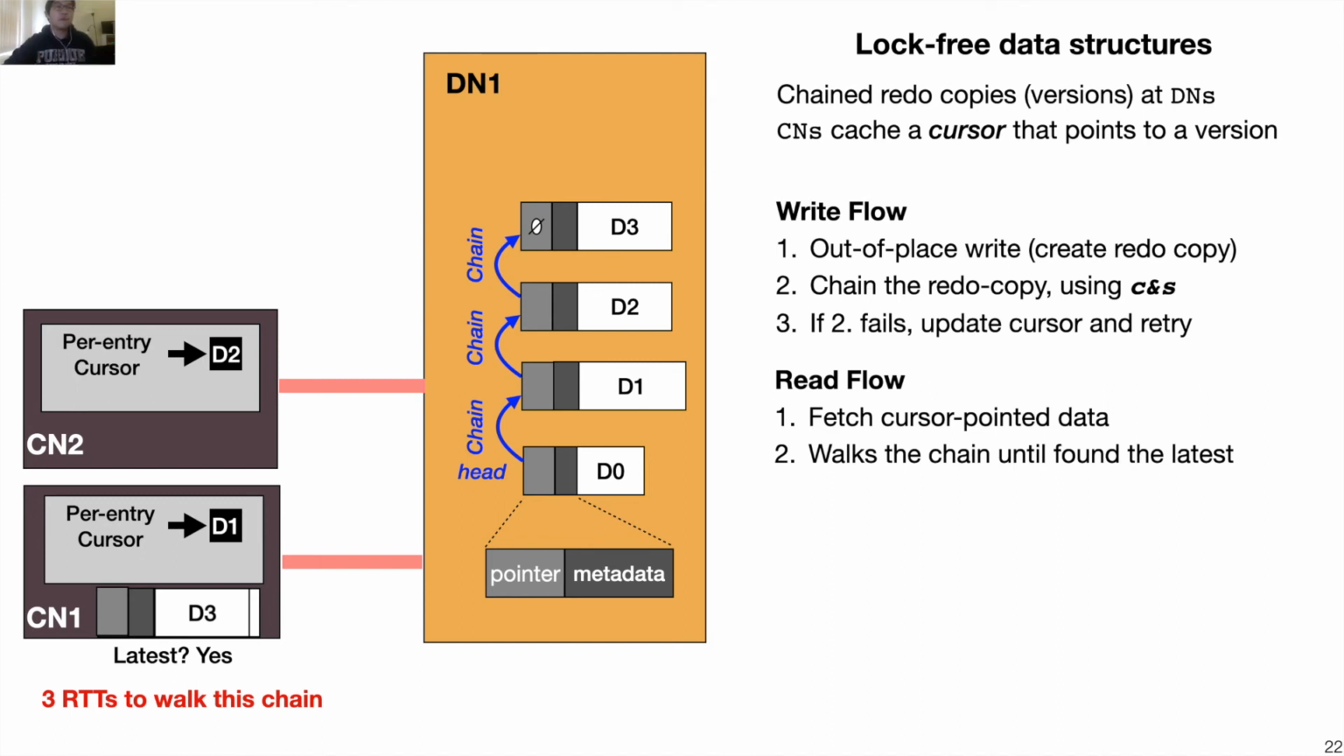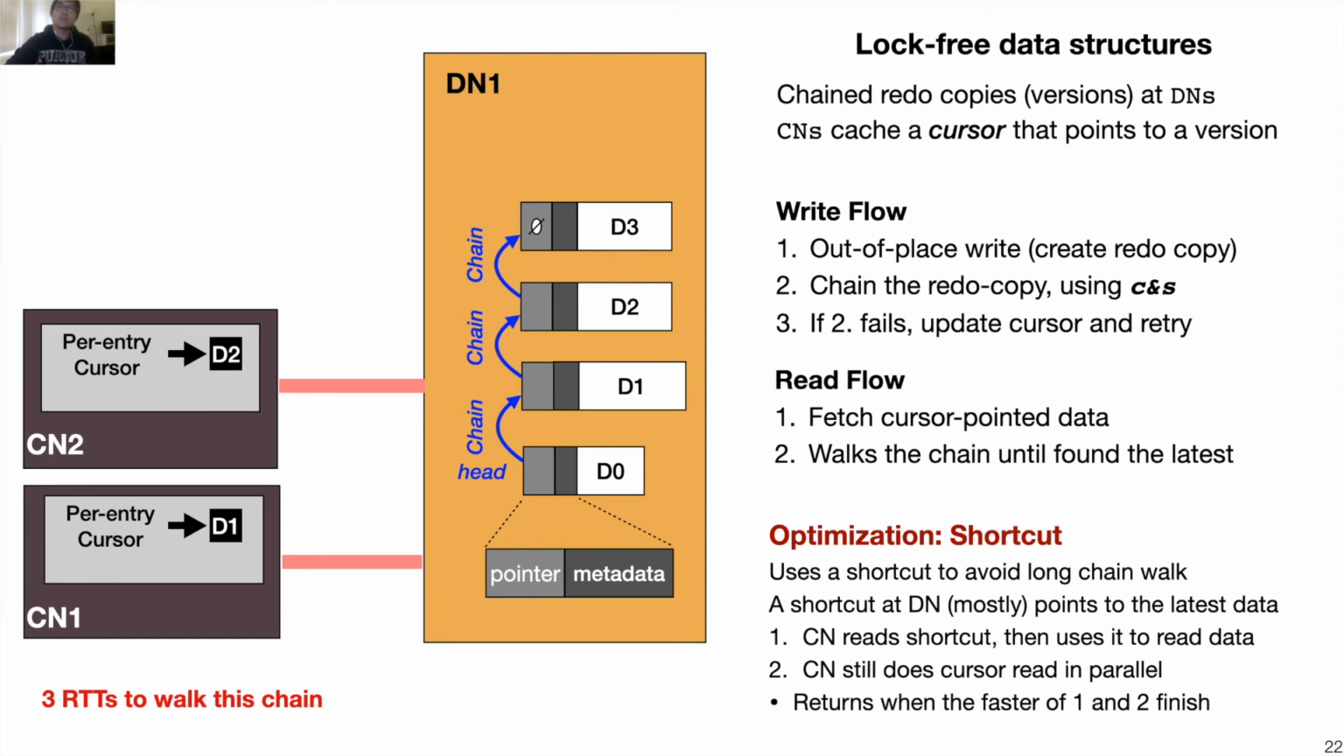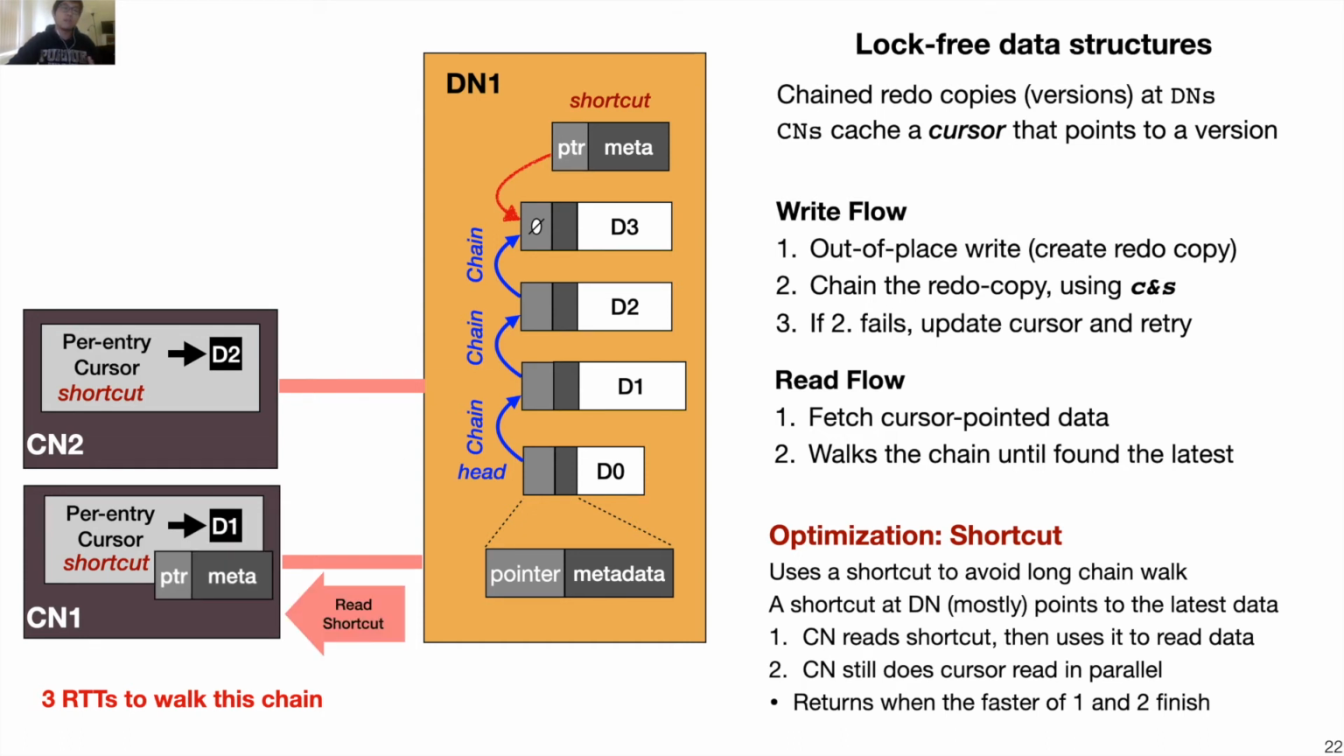Chain walking might be very long when there are many heavy concurrent writers. To mitigate this issue, we introduced an optimization called shortcut read, a technique inspired by skip lists. We add a shortcut pointer in DN for each KV entry, and this shortcut mostly points to the latest version, but not guaranteed. The shortcut location is fixed so CNs know where to find them. Shortcut read works as follows. The CN will first read the shortcut pointer from DN and learn that D3 is the latest. The CN issues another RDMA read to read D3. It's able to finish within 2 RTTs.